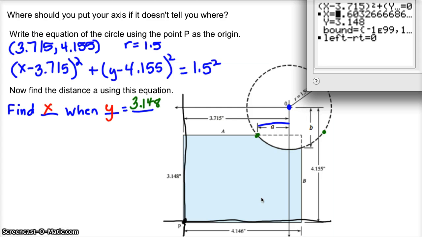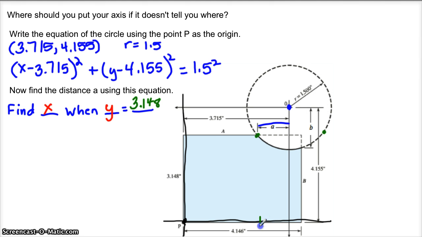So that gives me 2.603. But we only want this distance A right here. What it's telling me is the distance to get over to here. If I make a mark right here, that is 2.603. But what distance do I want? I want this distance across to there. So what do I need to do to find that? I'm going to have to take the difference between my x coordinate and my center, right, because that's the part I want. So it's the 3.715 minus the 2.603.